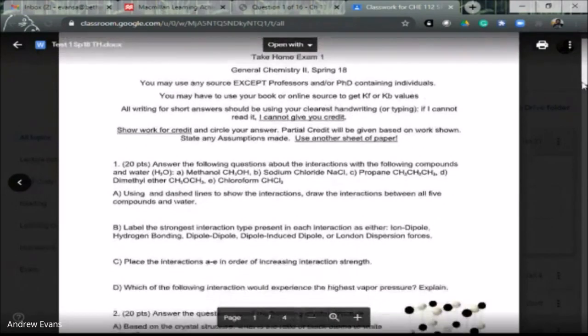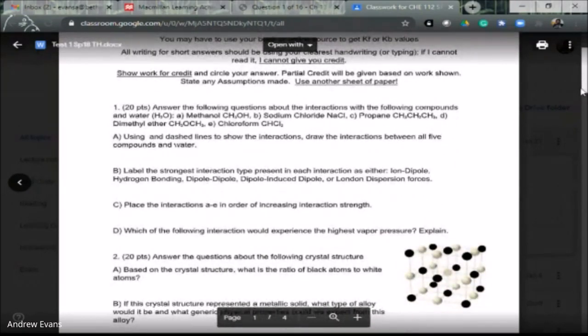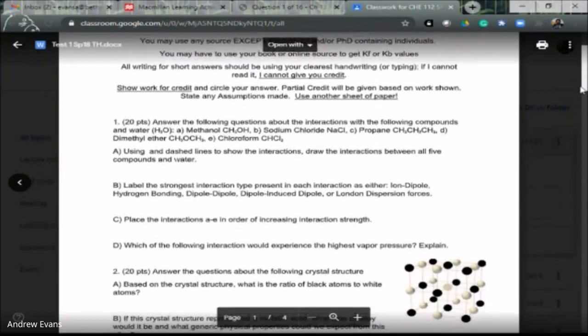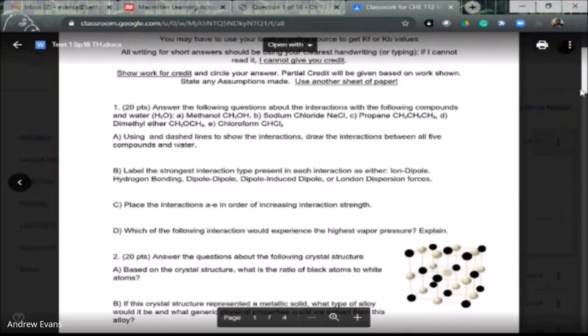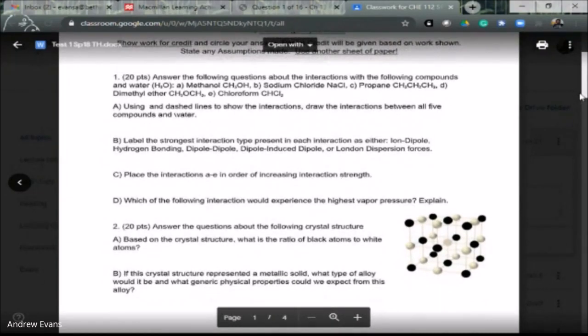This one may be a little bit harder, maybe a couple more questions that are linked. I try to only have about 10 points per question, and each part of the question is worth 5 points. So nothing's really more than that. But okay, looking at this, answer the following questions about interactions between the components in water.